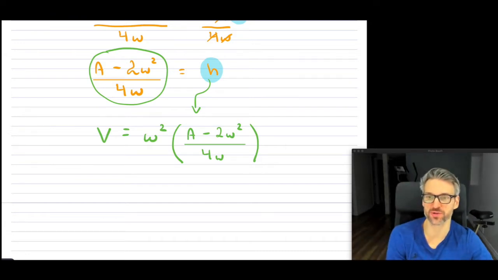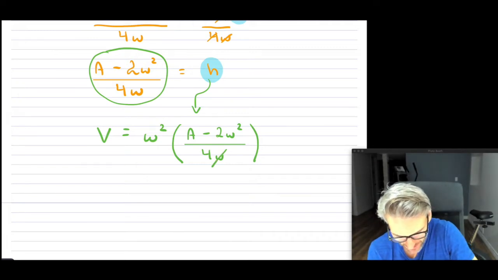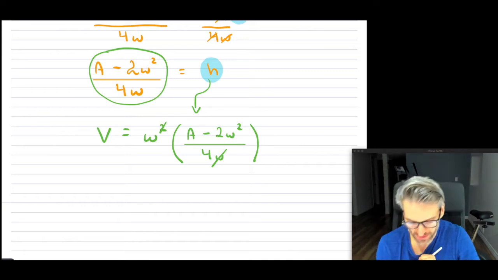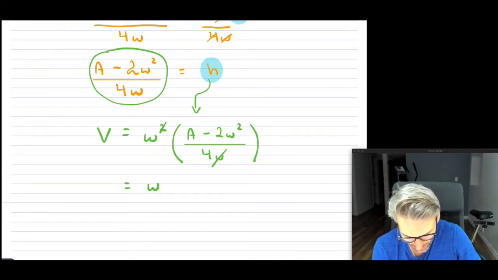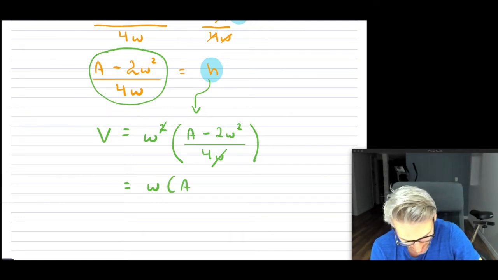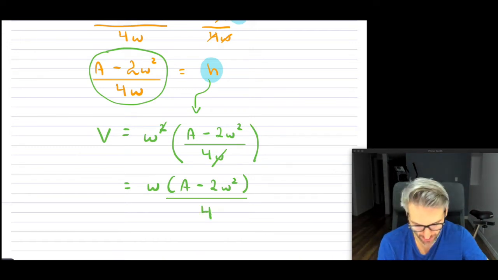Now, with a little bit of manipulation here, and maybe if you remember your exponents, notice that you have a w squared in front of the bracket, and then I have a 4w at the bottom. So this w right here can cancel one of these w's. So instead of w squared, it's going to be just w, meaning this is now w, and this is a minus 2w squared all over the 4 here in the denominator.